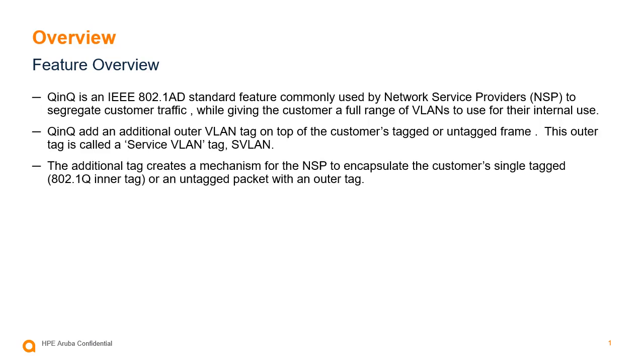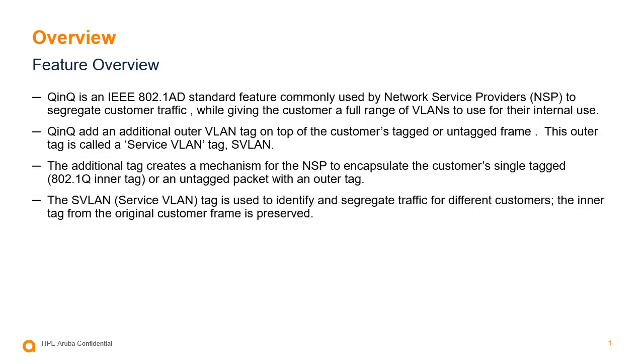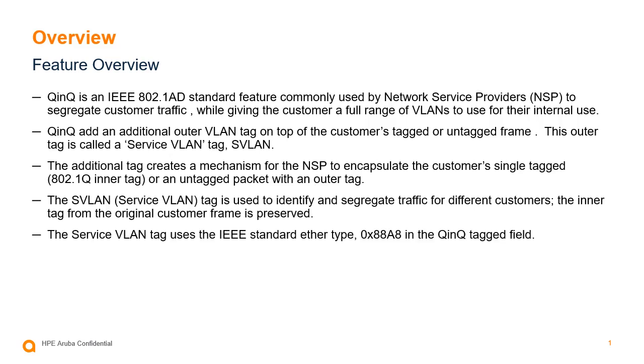So this additional tag provides the mechanism for the service provider to encapsulate the customer's tagged or untagged traffic. And the service VLAN tag is used to identify and segregate traffic for different customers or tenants. The inner customer tag, if it's present, is preserved. And lastly, the SVLAN tag uses the IEEE standard EtherType of 88A8, and this is the outer tag on the QinQ header.